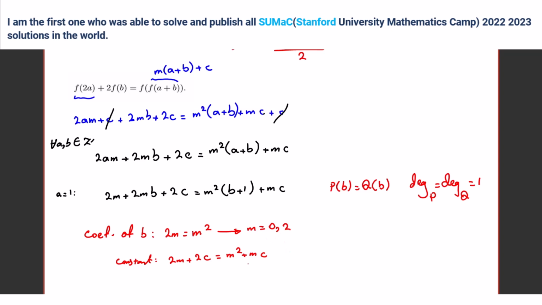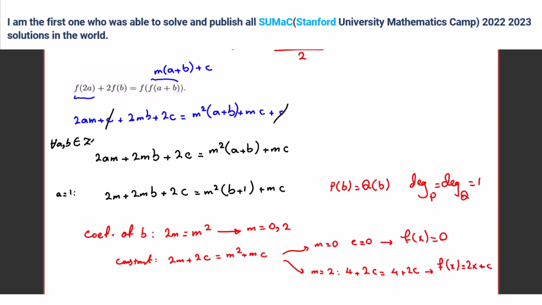If m is 0, then we can say c is 0, so f of x is 0 always, right? If m is 2, then what can we say? You can't say anything about c. 4 plus 2c is 4 plus 2c, always correct, right? So f of x is 2x plus c.